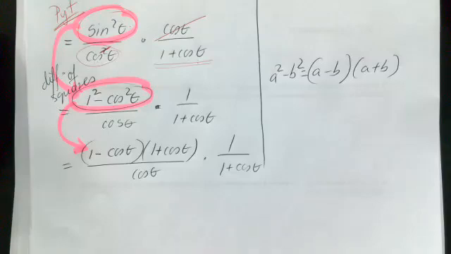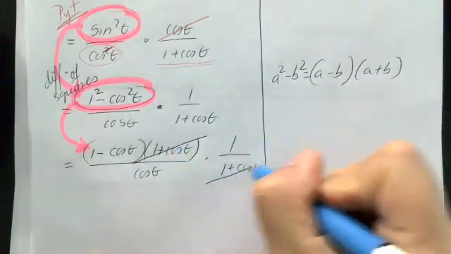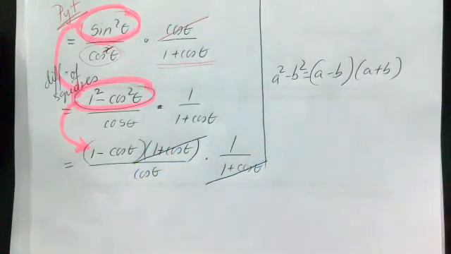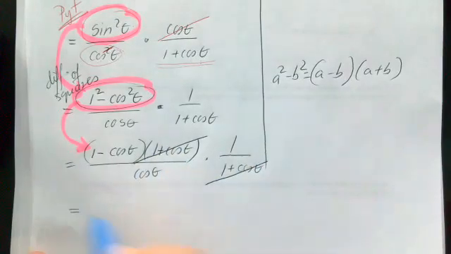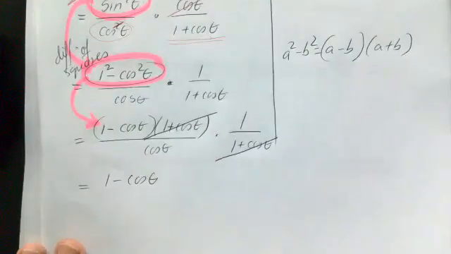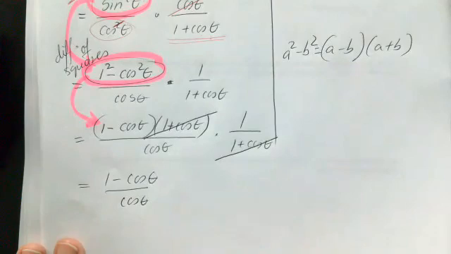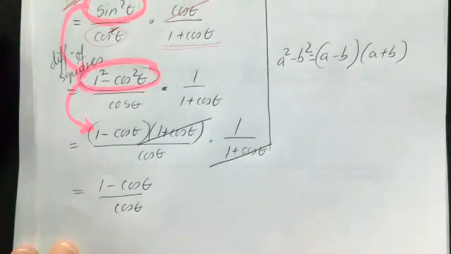That's 1 plus cosine. Yeah, 1 plus cosine of theta goes away, and that's the whole goal, right? And I knew it was going to come up, and I'm going to be left with 1 minus cosine of theta over cosine of theta, which is the same thing as the right-hand side.